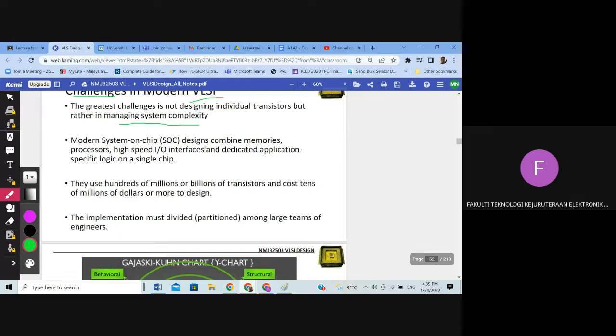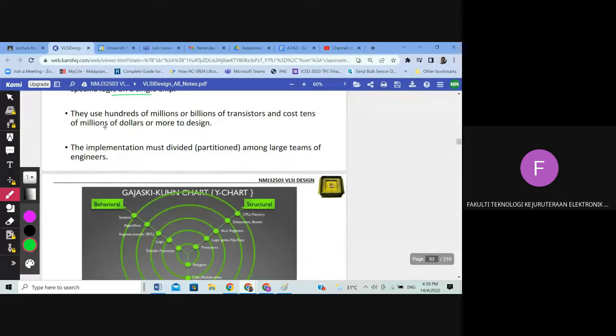Modern SoC designs combine memories, processors, IOs, and dedicated application-specific logic on a single chip. So this is actually the reality. We have everything integrated on a single chip, not only a processor. We need to have memories, IOs, and also specific logic. So that means the use of hundreds of millions or billions of transistors. As we watched in the lecture just now, 5 billion. Just imagine 5 billion transistors, and the cost is tens of millions of dollars and more to design.